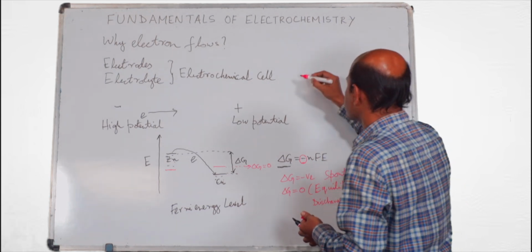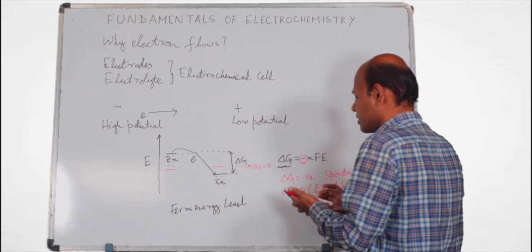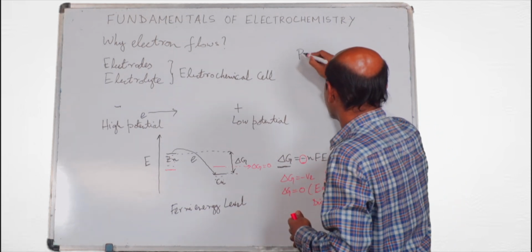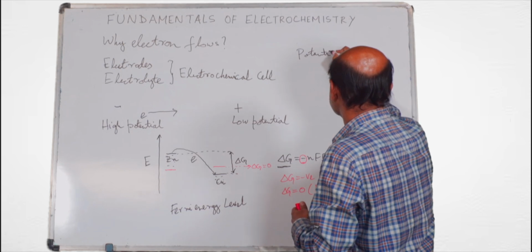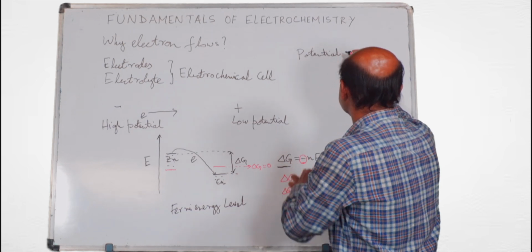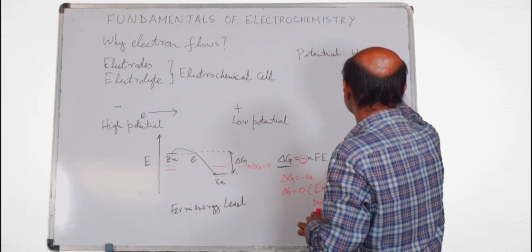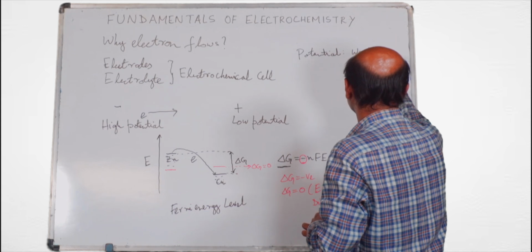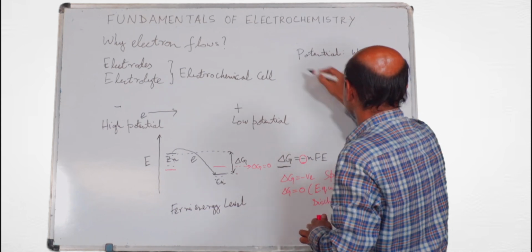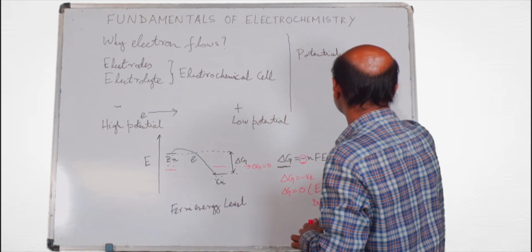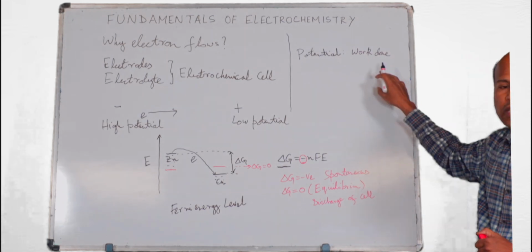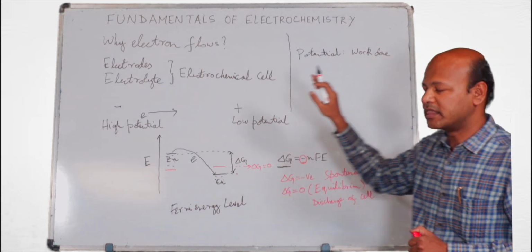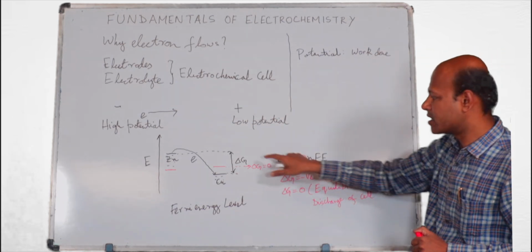Now what is potential? I'll just define. Potential at a point is the work done. You can say potential is the work done. Now what is this type of work? This is simply electrical work, and that electrical work is this free energy difference.